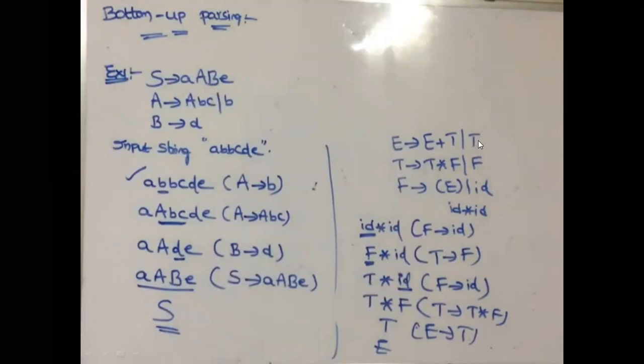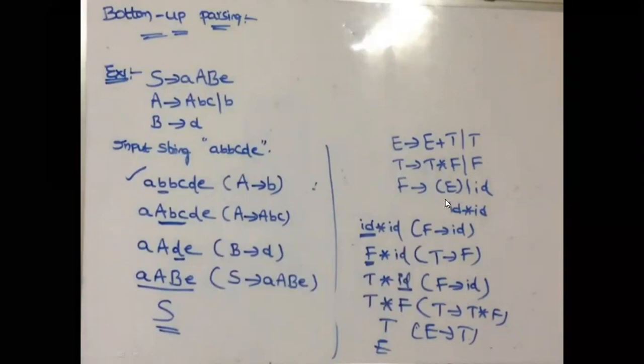Then this T could be replaced with the left side non-terminal capital E. But we are not replacing that T with capital E. Why? Because is there any production with E star F? There is no production with E star F, so this is not a correct assumption. So we have to consider this as a substring. So ID is replaced with F and T star F.